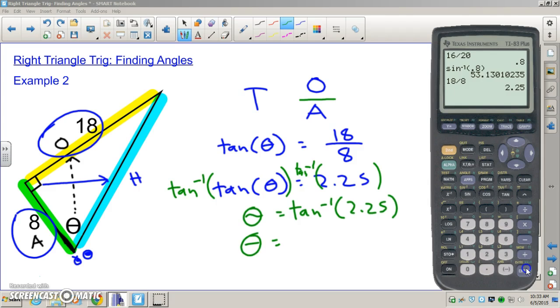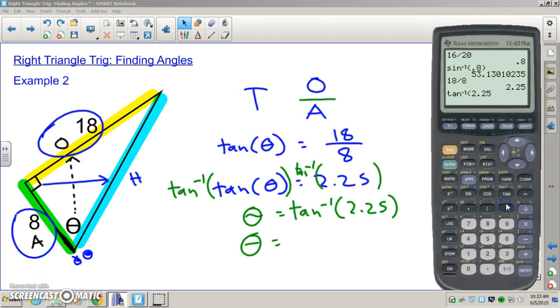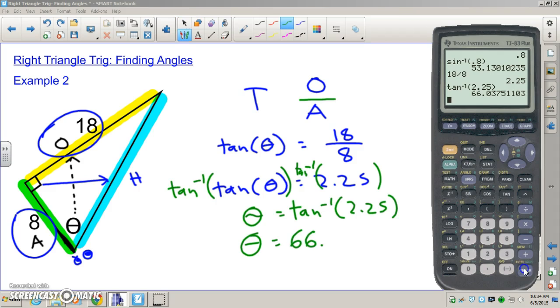So on your calculator, wherever the tangent button is, I'm going to do the second tangent version of that, 2.25. And I get 66.04. 66.04 degrees. Okay.